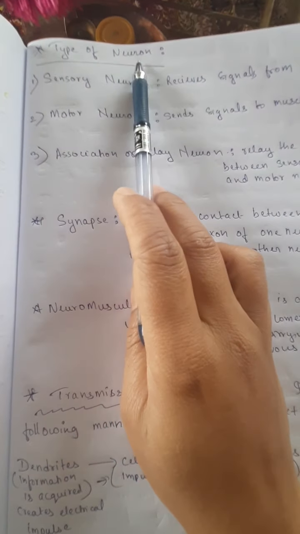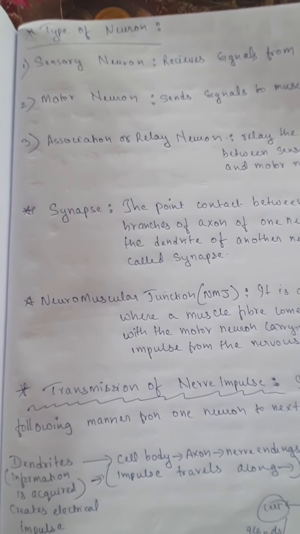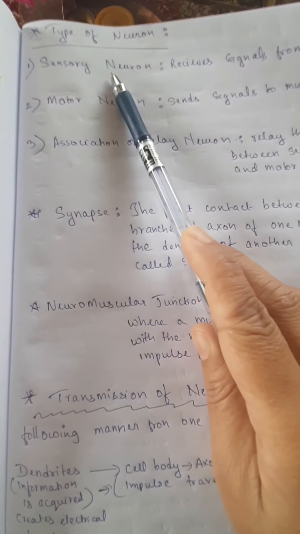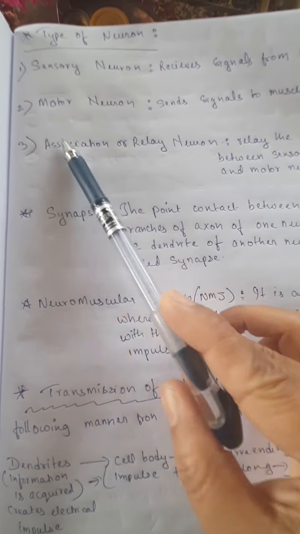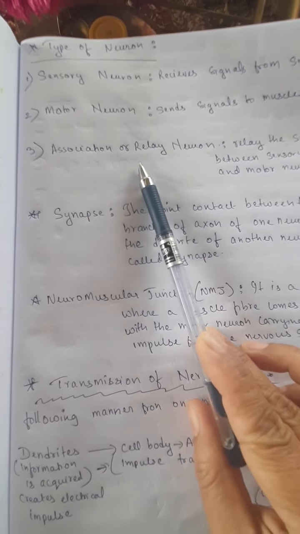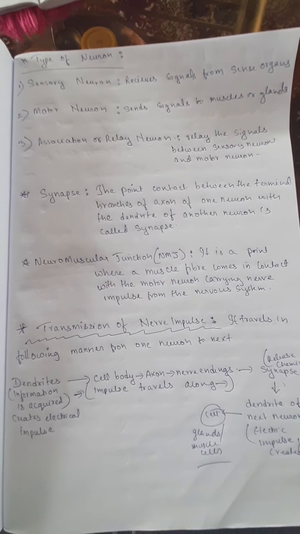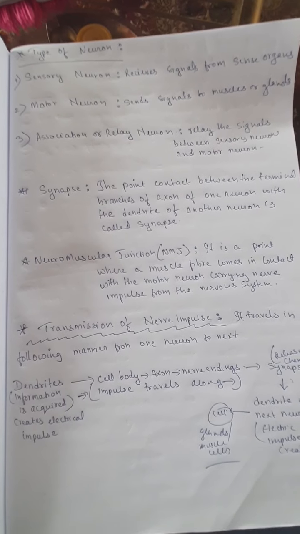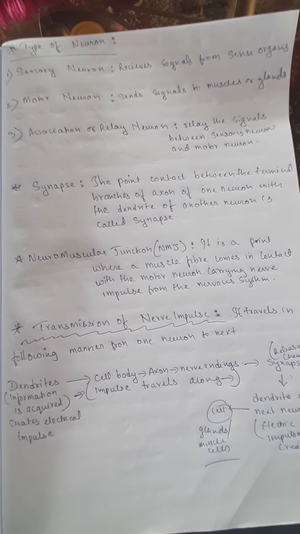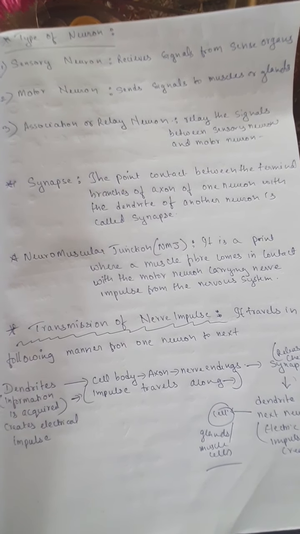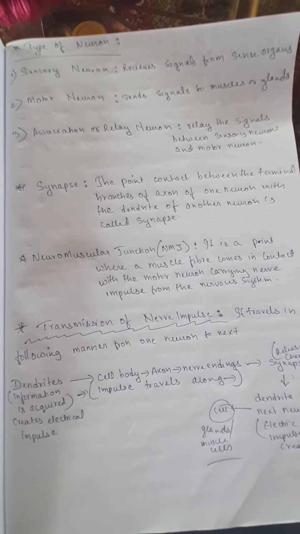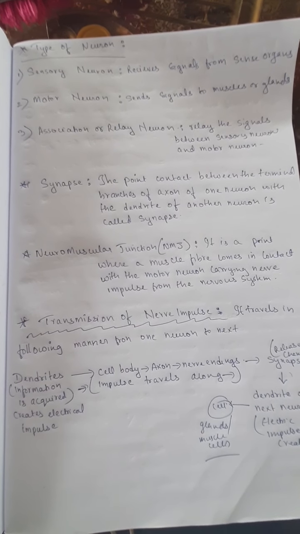Now, types of neuron. There are 3 types of neuron: sensory neuron, motor neuron, and association or relay neuron. Now let's look at their function. What is the function of the sensory neuron? This sensory neuron receives signals from different sense organs.